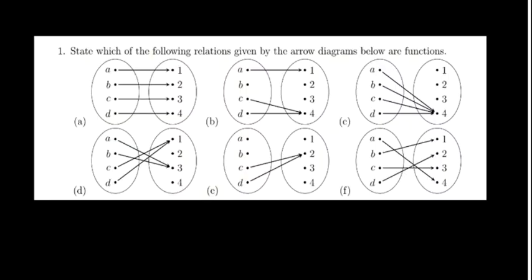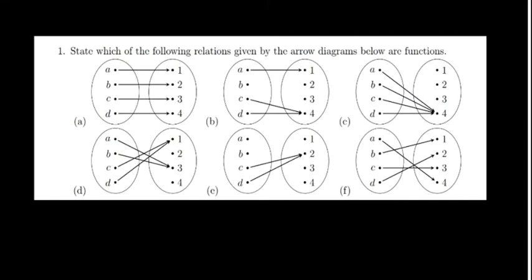Now, we'll look at question 1 and try to identify some of these. We'll disqualify some of them, at least from what we've talked about. Question 1 says: state which of the following relations given by the arrow diagrams are functions. So we'll look at A first of all. Let's try to observe A.